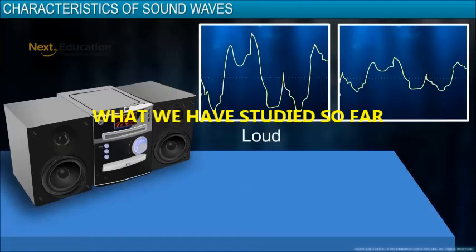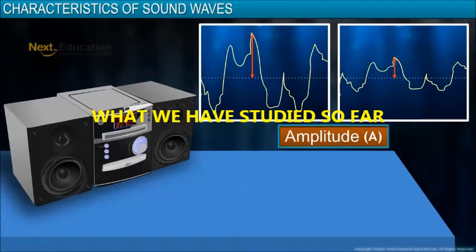One sound was loud and the other was very soft. What makes these sounds different? It is a characteristic called amplitude. The loudness of a sound depends on its amplitude.